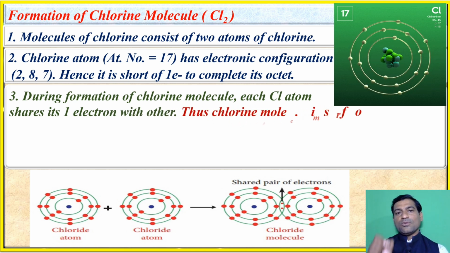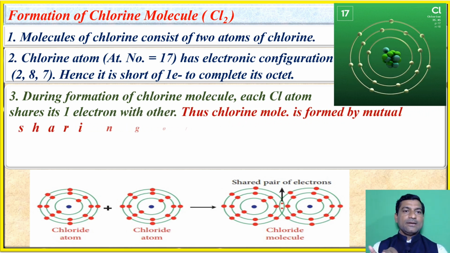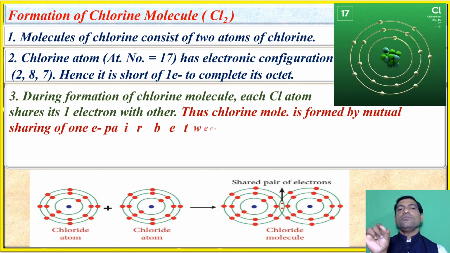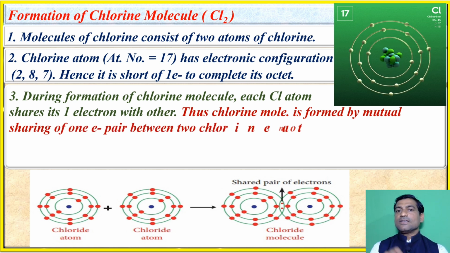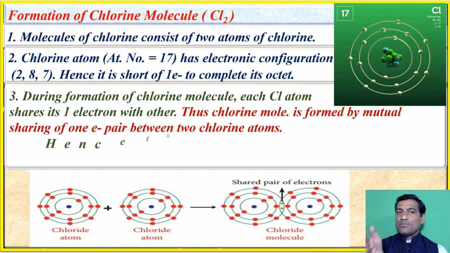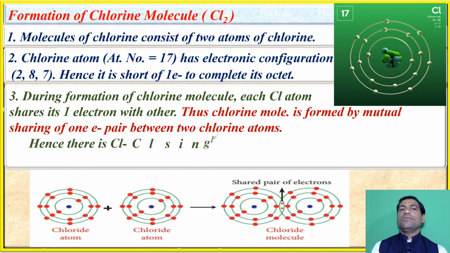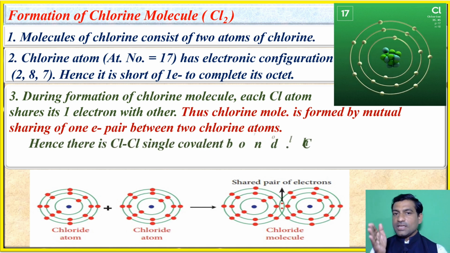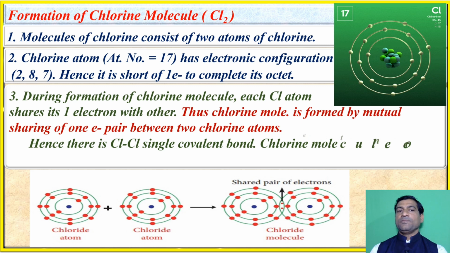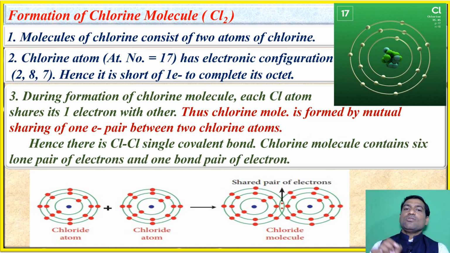During the formation of chlorine molecule, each chlorine atom shares its one electron with the other. Thus the chlorine molecule is formed by mutual sharing of one electron pair between the two chlorine atoms. Hence a single covalent bond is formed between the chlorine atoms, and one chlorine molecule contains 6 lone pairs of electrons and one bond pair of electrons.